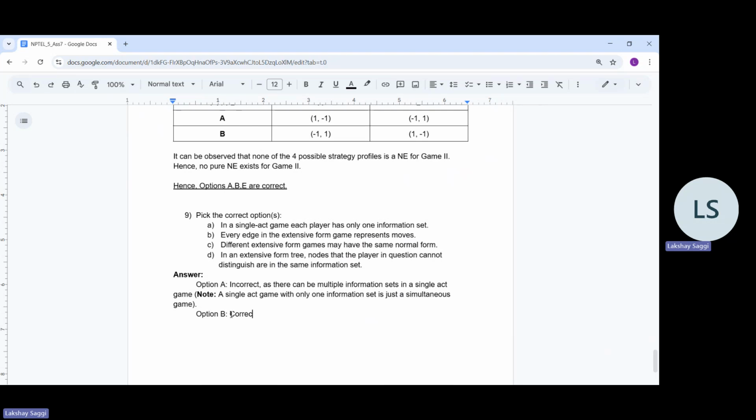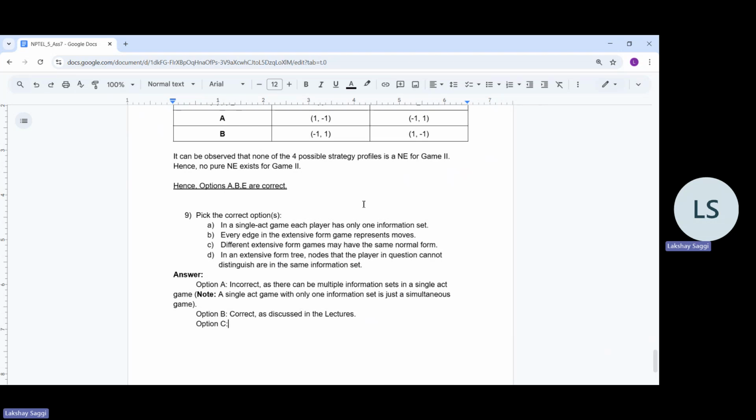So this is correct, and I don't think any explanation is needed, because this is in the definition of extensive form game itself, as in the lectures. These are just definitions for us, so we don't really have any arguments other than this just being the definition.